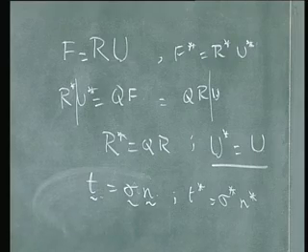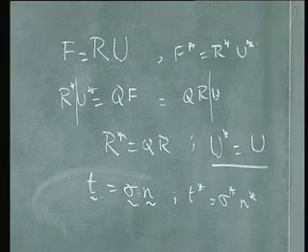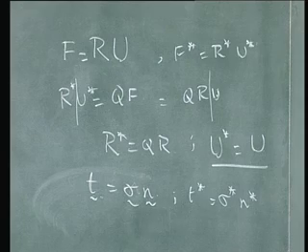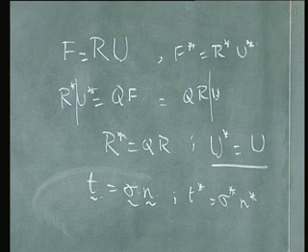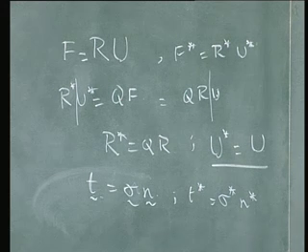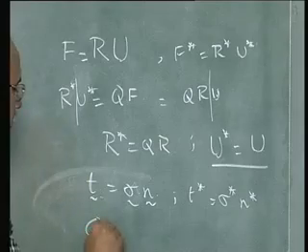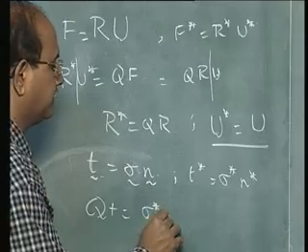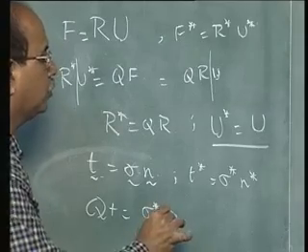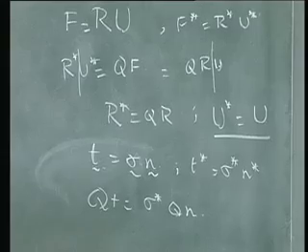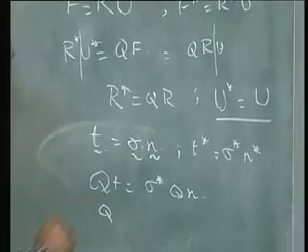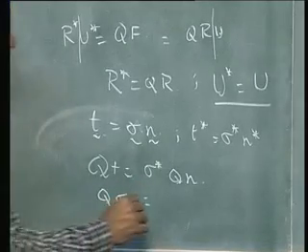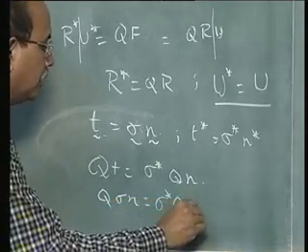n star, and the fact that T and n being vectors, and that they transform according to the vector laws, and hence you can say that Qt is equal to sigma star Q n. In other words, Q sigma n is equal to sigma star Q n.